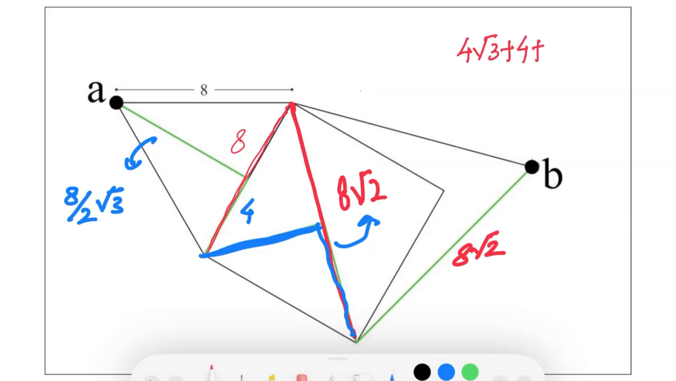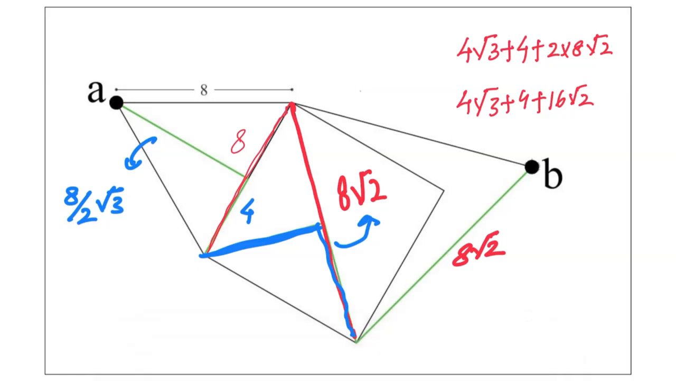Second part is just 4. Third part is 8 root 2. Fourth part is also 8 root 2. So 2 times 8 root 2. So therefore, our total answer in this case is 4 root 3 plus 4 plus 16 root 2. See how easily we are done with a very complicated question. We just understand the basics of geometry and some common formulas.